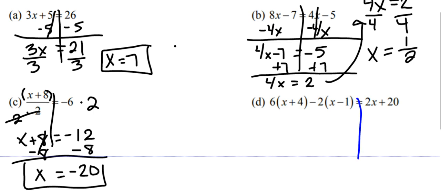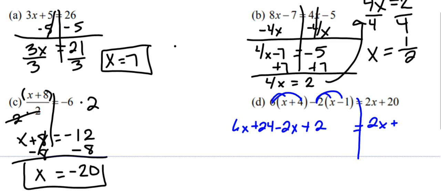First, draw my wall. I have to distribute on the left side. So 6 times x is 6x. 6 times 4 is 24. Negative 2 times x is negative 2x. Negative 2 times negative 1 is positive 2 equals 2x plus 20.